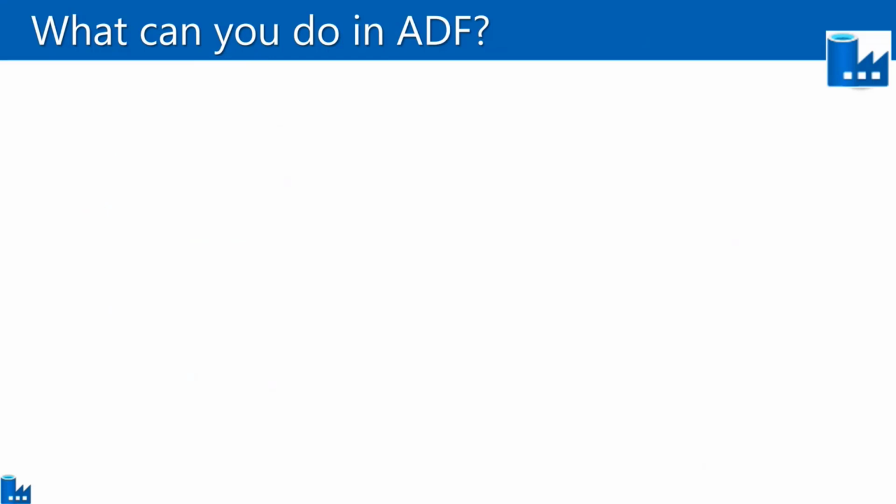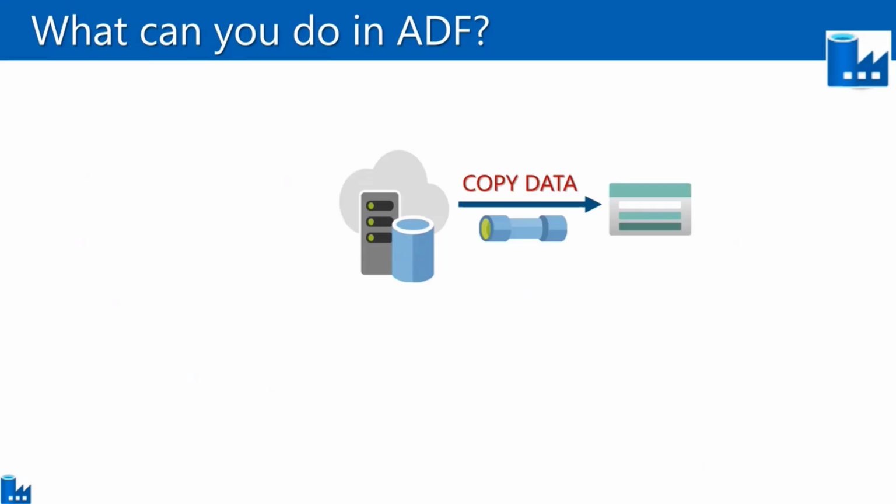Now let's see what you can do in Azure Data Factory. So you will get an idea why you need Azure Data Factory and in which scenario you can use it. So let's see copy data. You can copy data in Azure Data Factory in two different ways. You can use the copy data tool or you can use a copy activity in your pipeline. So you can copy your data from various different data sources. I'm going to show you a few examples.